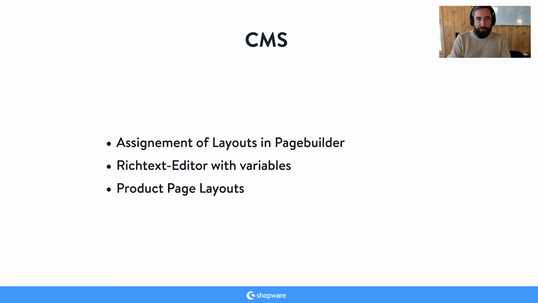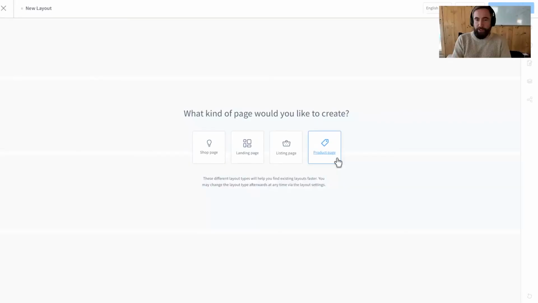And the third new feature, and I already spoiled it with the assignments of the layouts, is the product page layouts. So we are working right now on making it possible to design the product detail page the same way like you design a landing page or a listing page or a shop page. And I will give you a little preview and explain a little bit how it will work in the first iteration.